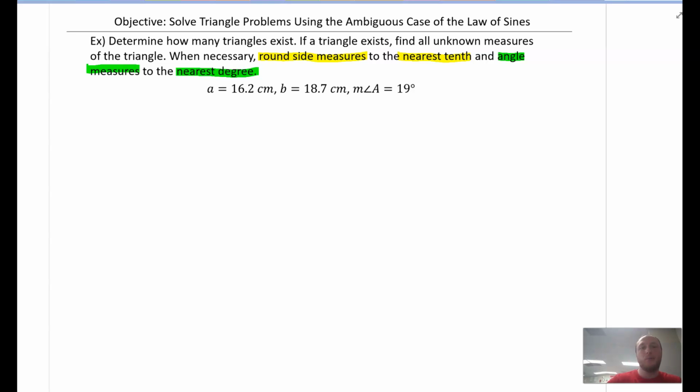All right, so step one, I need to determine the height of this triangle. Remember that that is calculated as b times sine of A. So our b value, 18.7 centimeters, times the sine of A, which is 19 degrees. Calculating this is approximately 6.1, and our units here are centimeters.